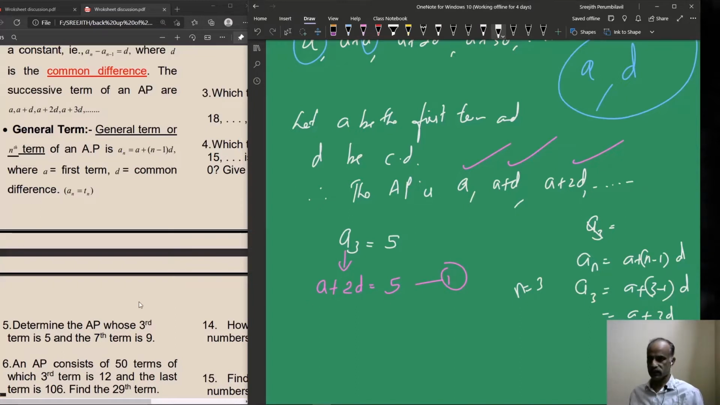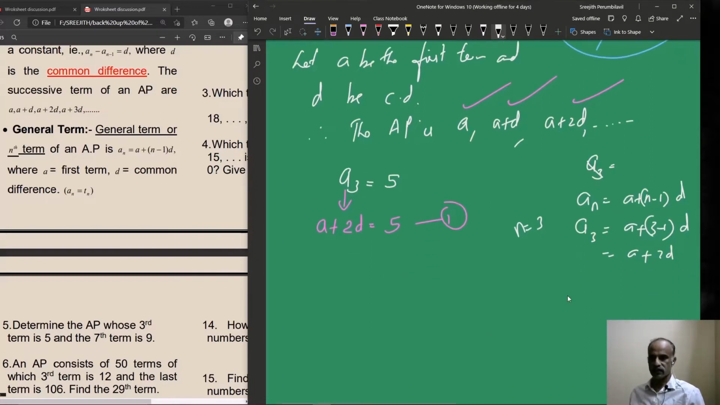Now the next term is the seventh term. We have a7 is equal to 9. Putting n equal to 7, a7 is equal to a plus 7 minus 1 into d. How much is that? a plus 6d. So we have one more equation, a plus 6d is equal to 9, relation number 2.